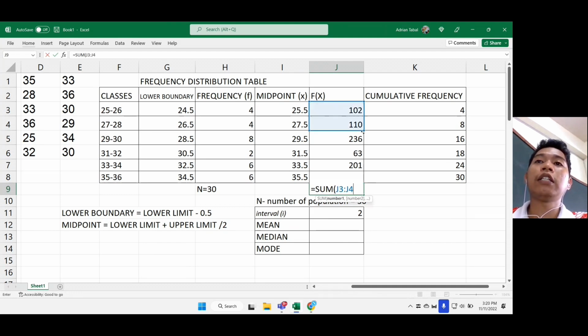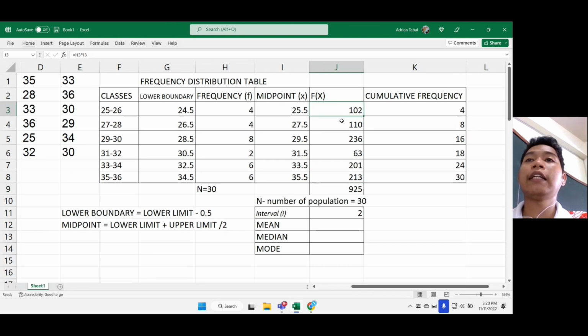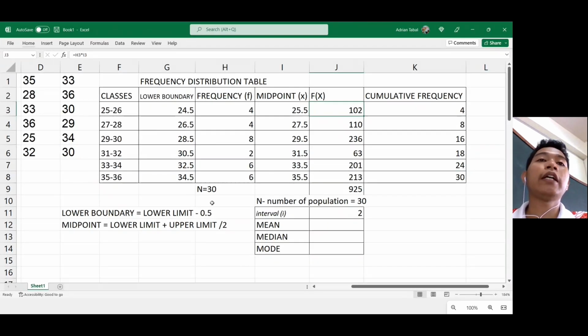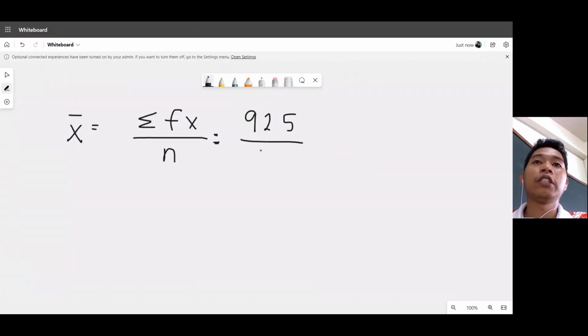Add 102, 110, 236, 63, 201, and also the last one. So we have 925 for the summation of fx. Again, we added them; check it on the calculator: 102 plus 110 plus 236 plus 63 plus 201 plus 213. That is 925. So we have 925 as the summation of fx divided by n. What is n? Going back, that is equivalent to 30.